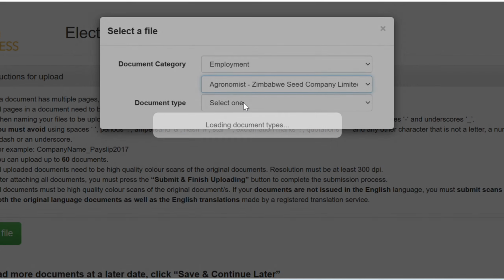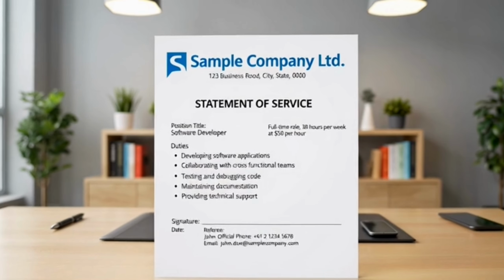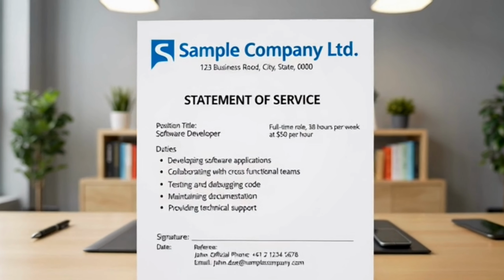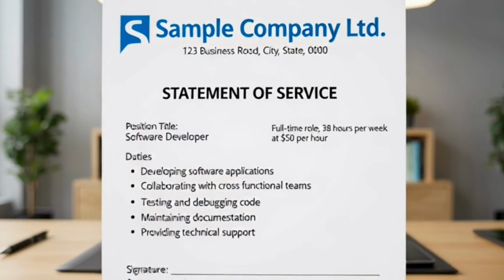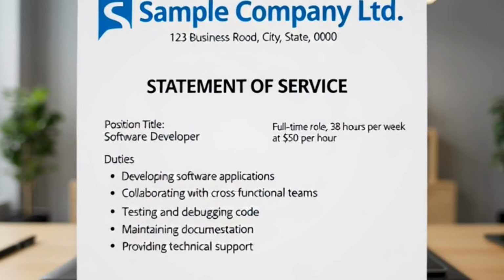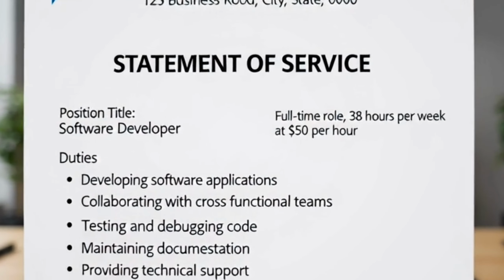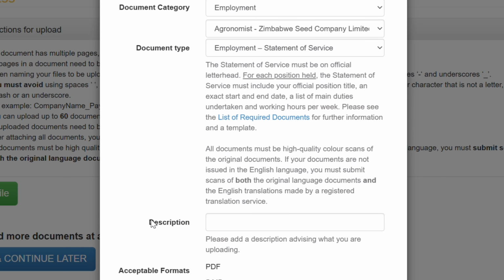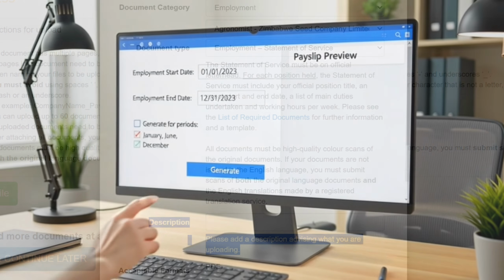The statement of service should include your position title, whether the role was full-time or part-time, hours worked per week, pay per hour, at least 5 duties and responsibilities, and it should be signed. It must include the official phone number and email address of the referee and be on official company letterhead in color. If it is not in color, inform VETASSESS in the description when uploading the document. Whatever is stated in the statement of service must match what is in the contract.